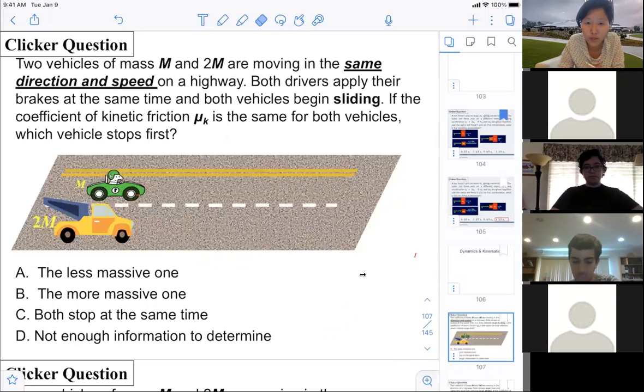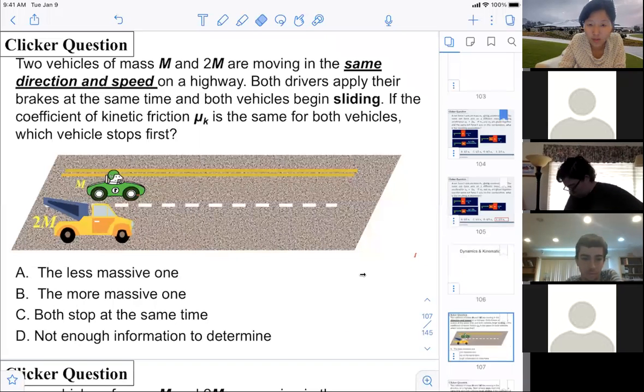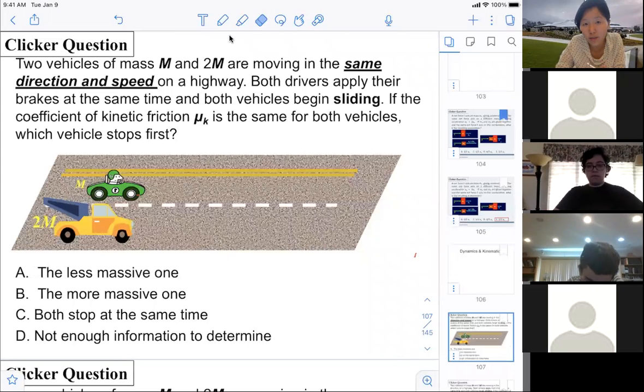It looks like we're almost tied. Slightly more voted for both stop at the same time, and the next popular answer would be the less massive one. All right, very good. So would anybody like to give some thoughts? It doesn't have to be a final conclusion, just any intuition that may help us process this question.